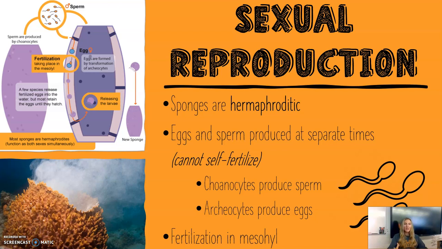The main reason why is because the gametes are created at different times and by different cell types, which we can sort of see right here. Choanocytes are going to produce sperm, and archaeocytes are going to produce the eggs. It's a good thing that sponges cannot self-fertilize because with sexual reproduction, the whole point is to increase genetic diversity. Once a sponge has an egg that is ready to be fertilized, that egg will be fertilized in the mesohyl that we can see right here. I definitely recommend pausing and taking a look at this diagram.